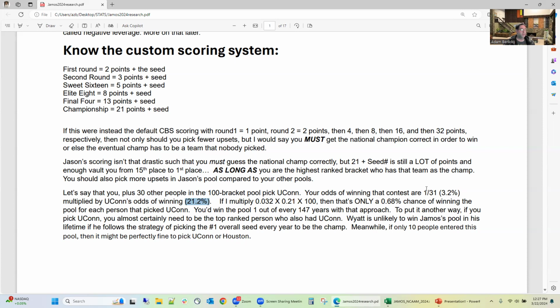And the reason why is because you have to do this formula. Of the 30 other people that picked out of the 100 that picked UConn, you have a 1 in 31 chance of being the highest ranked bracket that has that team. If I multiply that 1 in 31 times the actual chance that UConn will win the championship, there's only a 0.68% chance of winning the pool for each person that picked UConn. So you're entering 1% of the brackets and you have a 0.68% chance of winning.